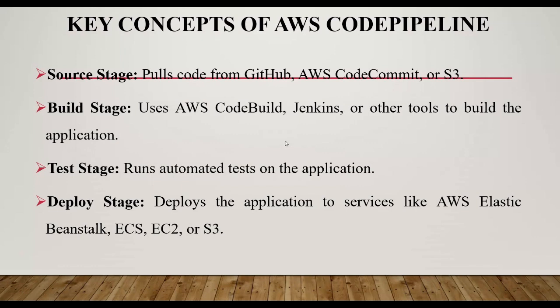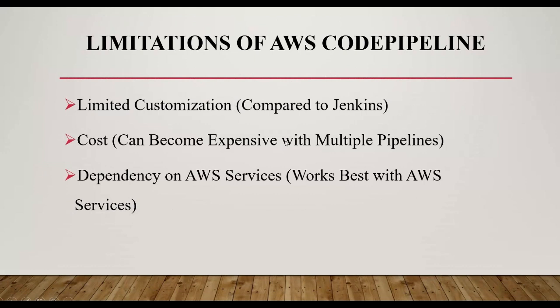So the next is limitations. The limitations of AWS CodePipeline are limited customization, cost, and dependency on AWS services. Customization means that compared to Jenkins, CodePipeline has limited customization. We cannot customize everything we need, so it only supports some of the features. That's why, compared to Jenkins, it has only limited customization. The next is cost. It becomes expensive with multiple pipelines. When we use many features across multiple pipelines in CodePipeline, it becomes more expensive.